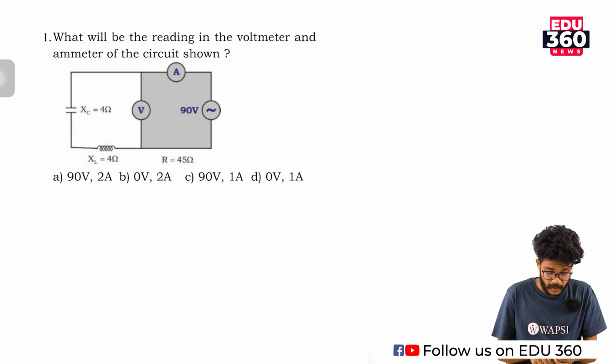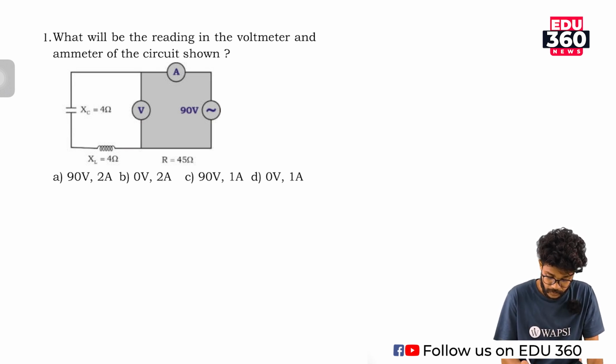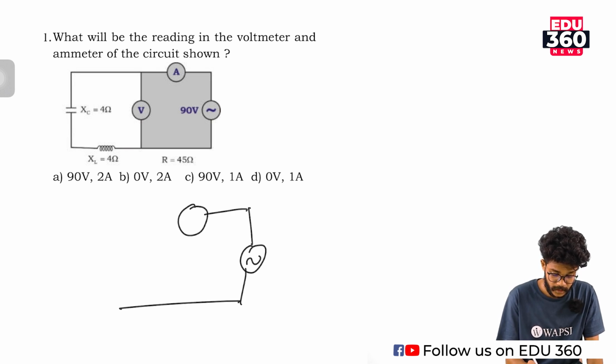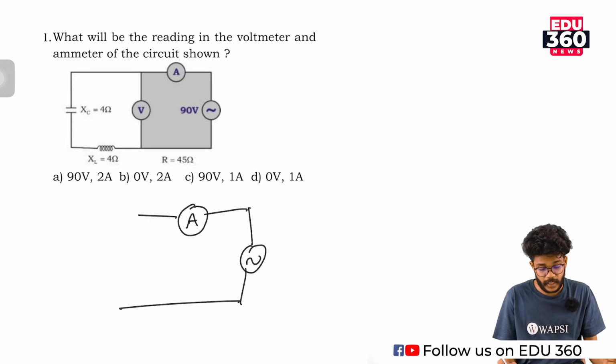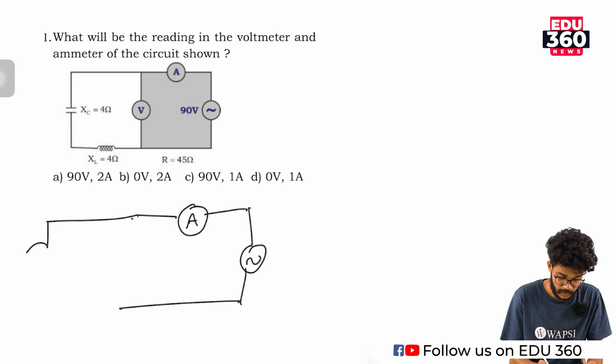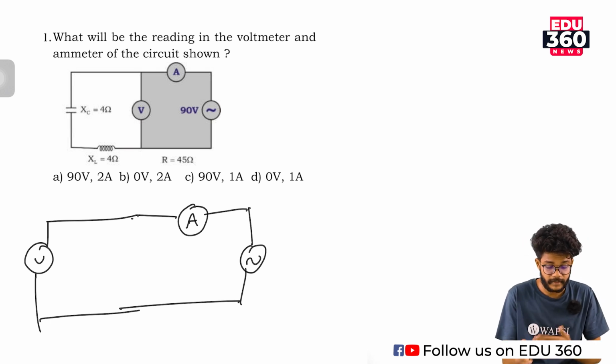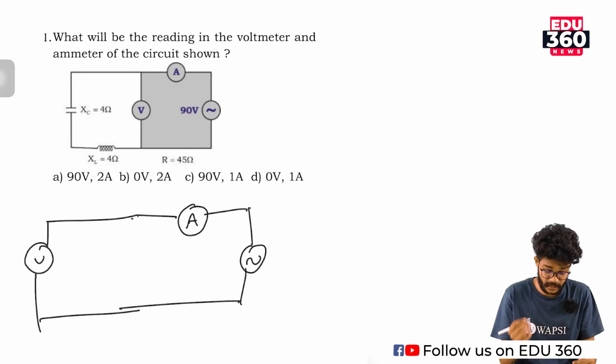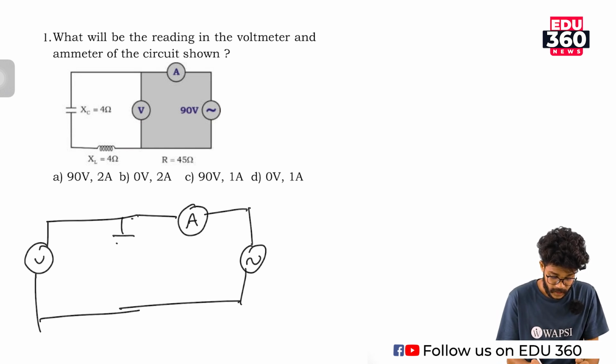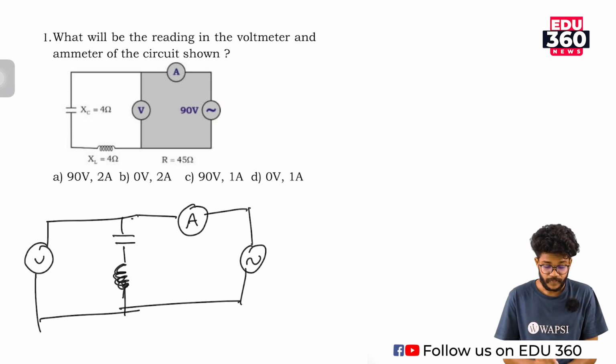This can be the source, then this can be the meter. I am changing the voltmeter to the left side. Actually the voltmeter is placed across the capacitor and the inductor, and the capacitor and the inductor are in series. So I am connecting like this, and this is the inductor, and the upper side is the capacitor, and this is the inductor.